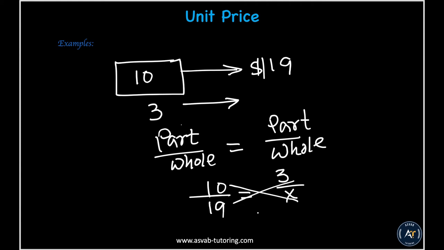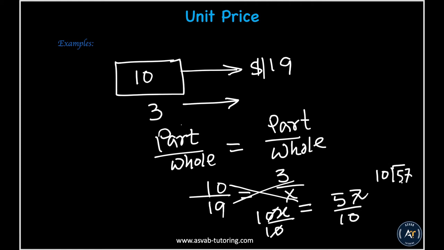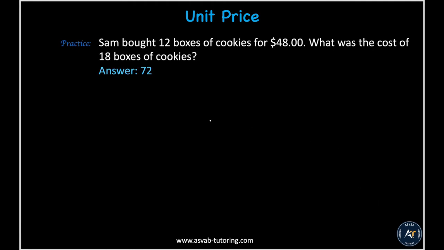So then you have 10x equal to 19 times 3 is 57. If you divide both sides by 10, so then you could divide 57 by 10. 10 goes into 50 is 5 times, that is 50. Subtract it, you get 10. Put a decimal, get a 0. 10 goes into 70 is 7 times. That is 70. So that is $5.70.